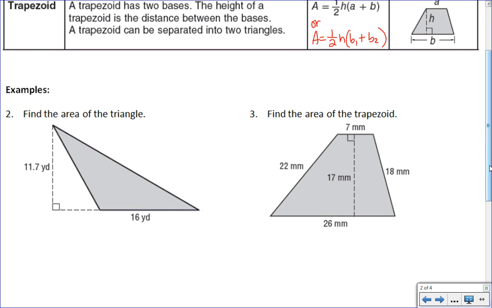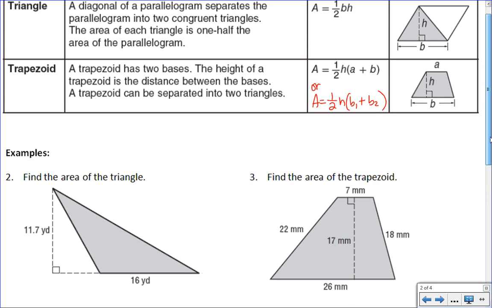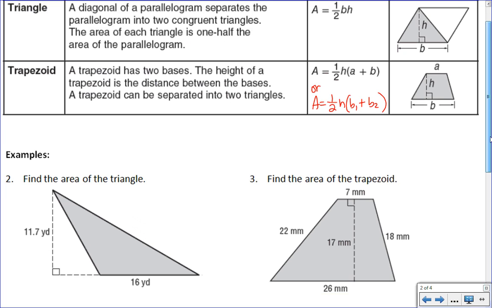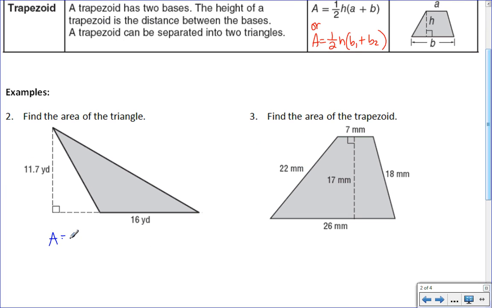Okay, so for the next example, we want to find the area of the triangle. And we know that the formula for the area of a triangle is A equals 1/2 BH. So let's start with our formula. A equals 1/2 BH. Well, for a triangle, just like with a parallelogram, the base has to be one of the sides. So here, the only side I know a measurement of is the 16 yards, so this has to be the base. And then from there, the height should be perpendicular to the base. So here's where I see the right angle. The height goes straight up from that, so that's 11.7. That's the height.